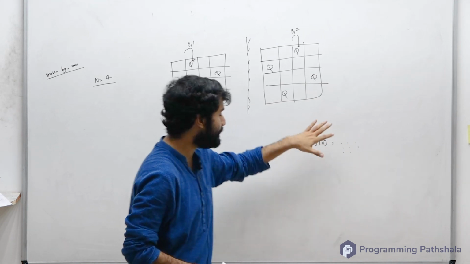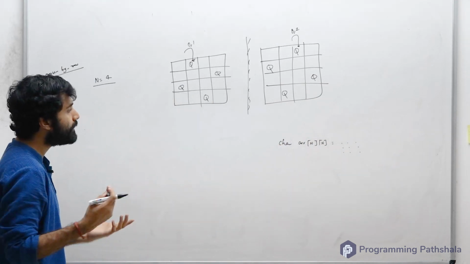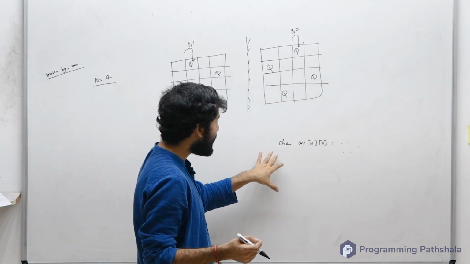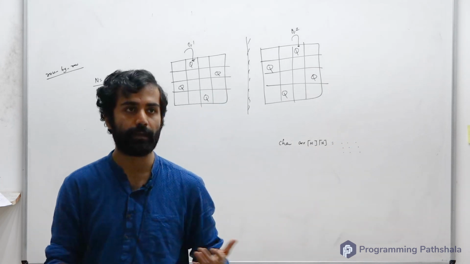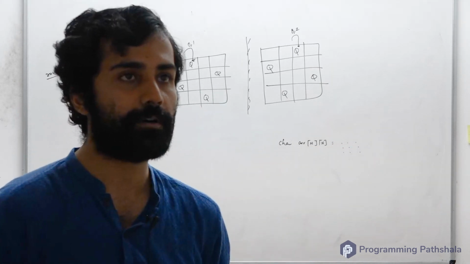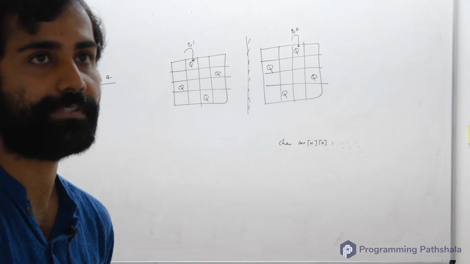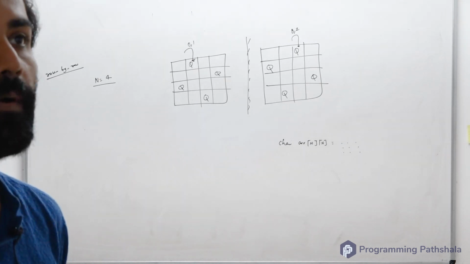So initially everything is empty, and now you should return me a 2D character array consisting of dots and Qs, representing all the possible correct configurations. So let us think how I can solve it.